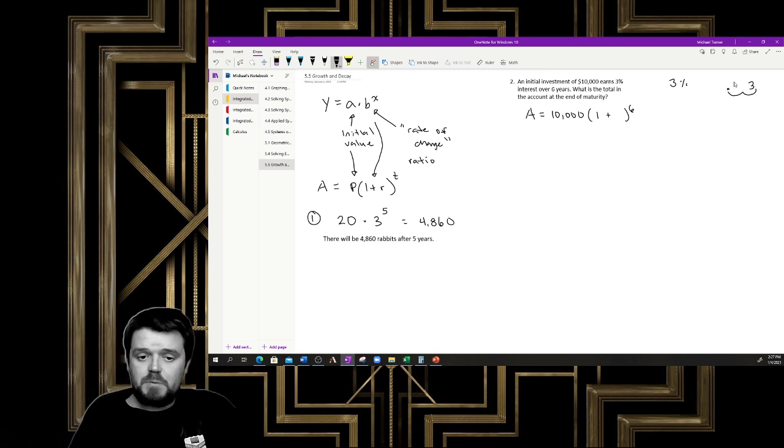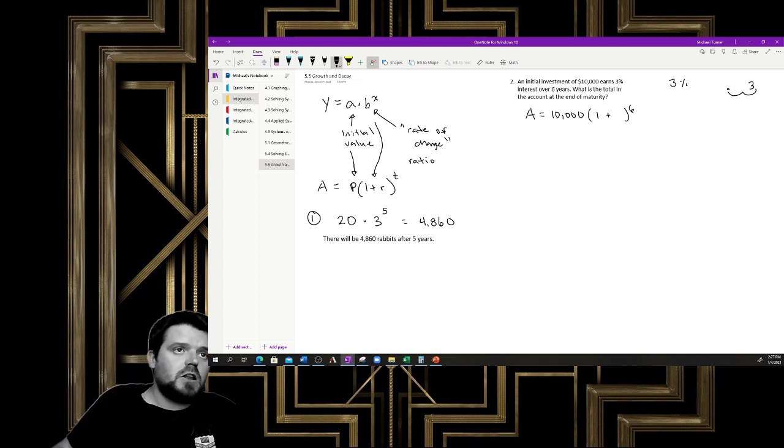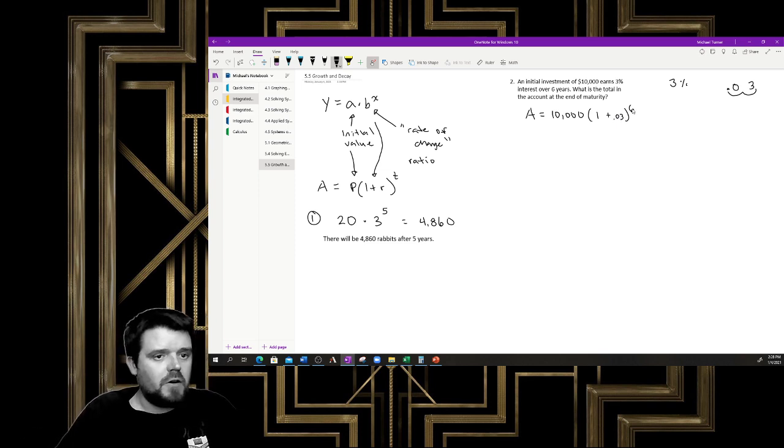And then if there are any spaces, which there are here, then you would need to fill in a 0. So your equation should be 10,000 times 1 plus 0.03 to the 6th power. Again, very common mistake. Students will put 3 there, or they'll put 0.3 there. 0.3 is the same as 30%. It needs to be 0.03. Move the decimal over twice.